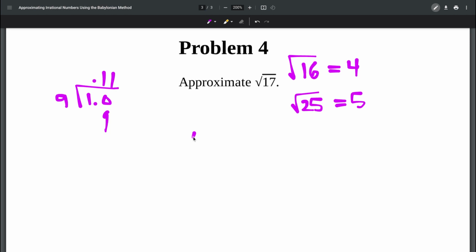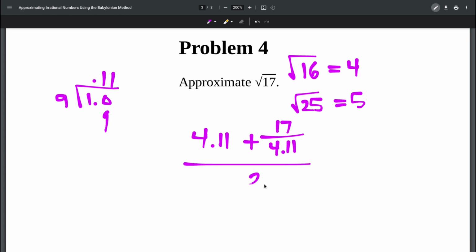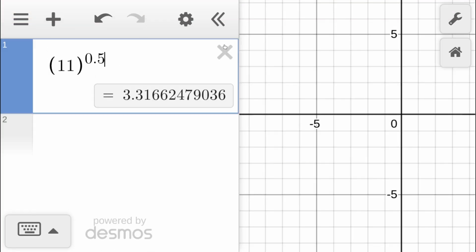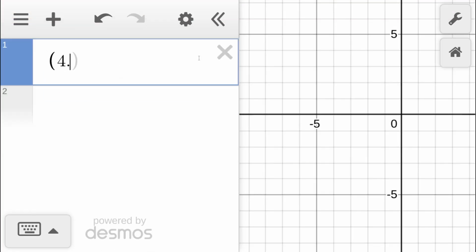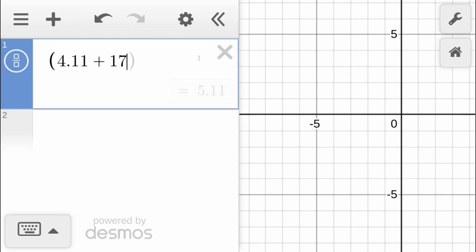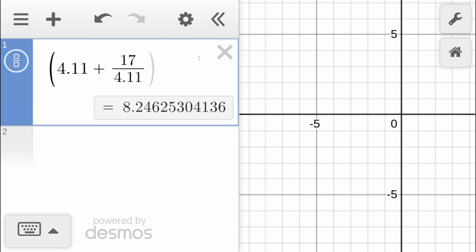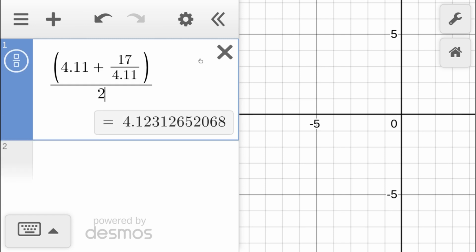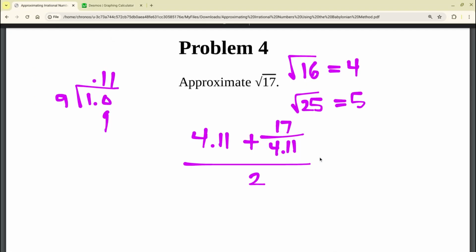Let's do 4.11 plus 17 over 4.11, and we'll divide that by 2. So we're going to do 4.11 plus 17 divided by 4.11, and we'll divide it by 2. And we get 4.123126.